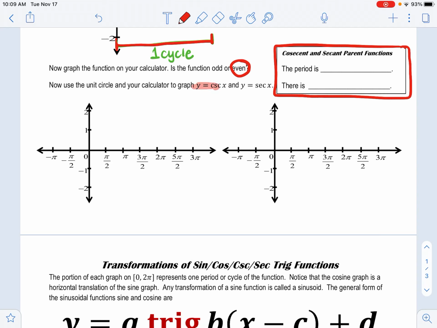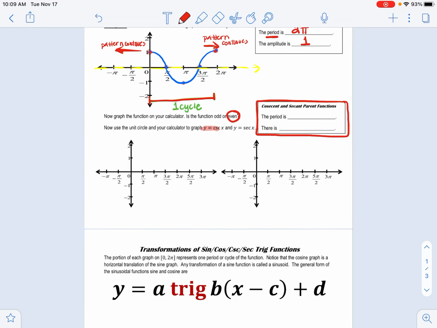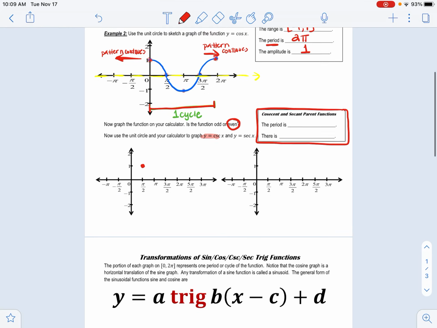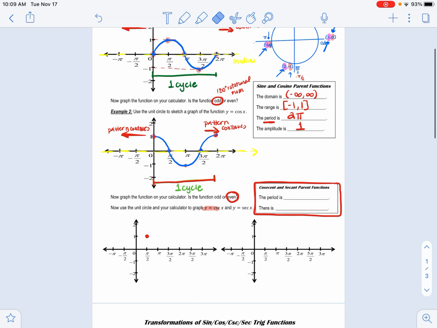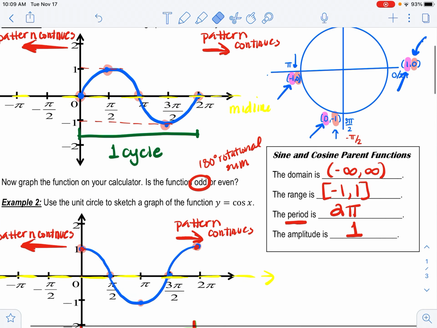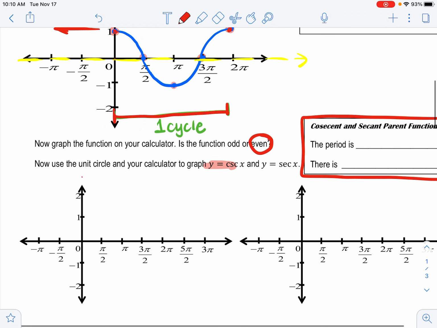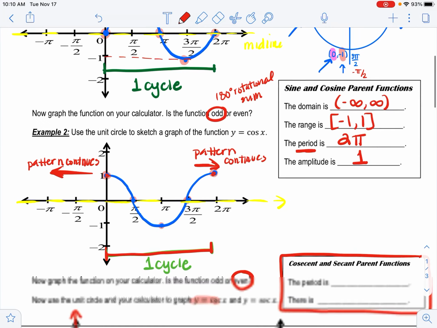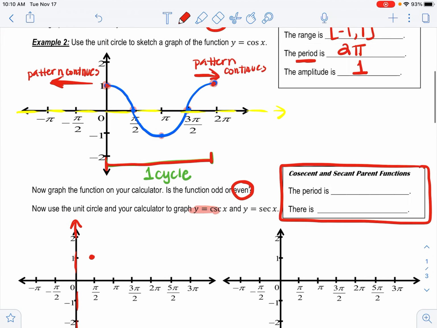So we're going to graph cosecant first right here. Instead of me just explaining it like that, I'm going to go through it really quickly. I'm going to redo the reciprocal of all my y values. The reciprocal of 0 is undefined, so it's undefined at 0. The reciprocal of 1 is 1, so there's a point at pi over 2, 1.